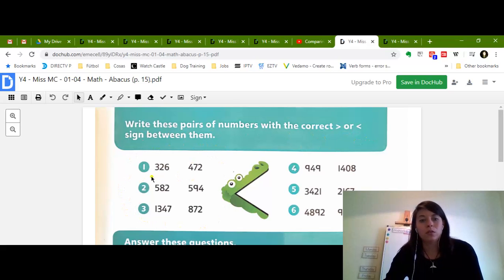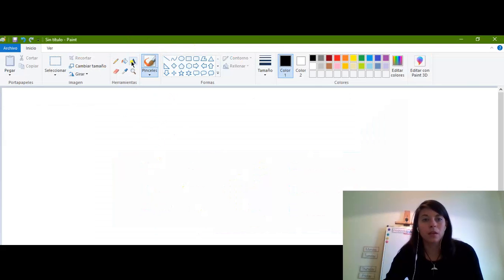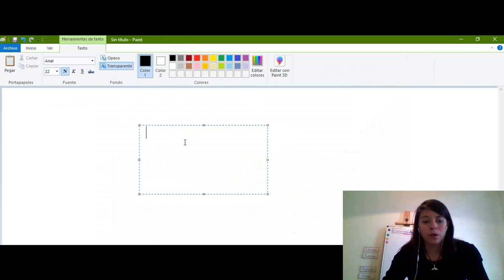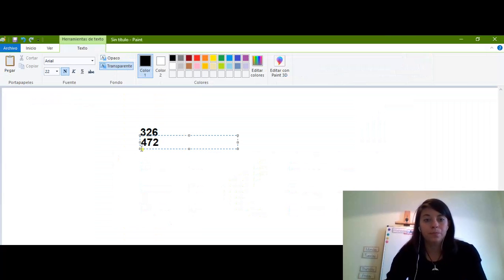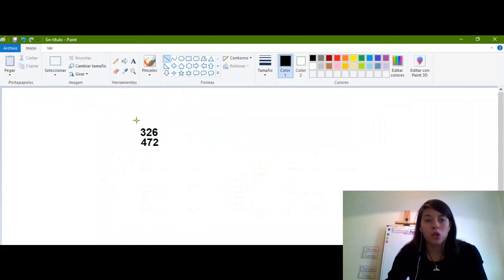Okay, so the first set is 326 and 472. Let's work on that. I'm going to take the number. Which number did we say it was? 326. And I'm going to place below it 472. Now, if I divide it just like I was showing you yesterday in our class, and I put it where the hundreds are the first one, these are the hundreds, these are the tens, and these are the ones.